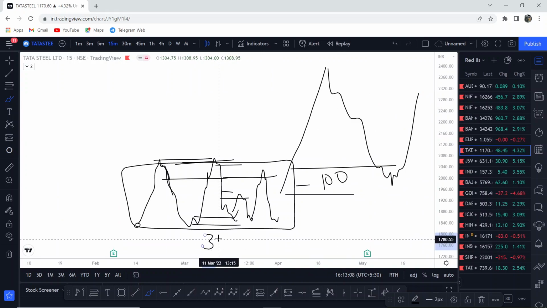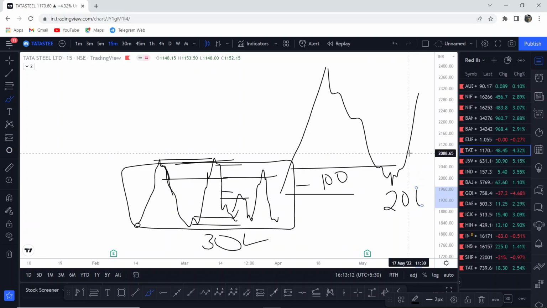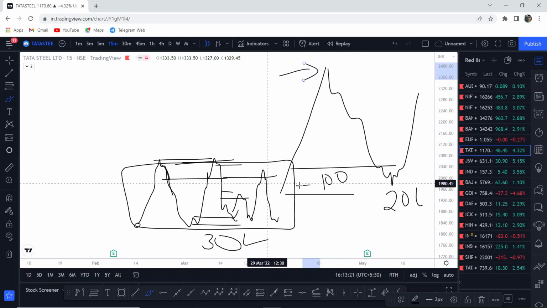So let's say they executed only 30 lakh orders here. Now they are very likely going to execute the 20 lakh orders here. So how will they execute their 20 lakh orders? By creating liquidity, and they'll try to book their profits here as well, right? And probably then again re-enter the trades.